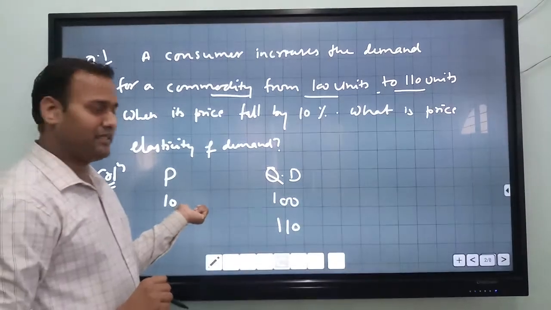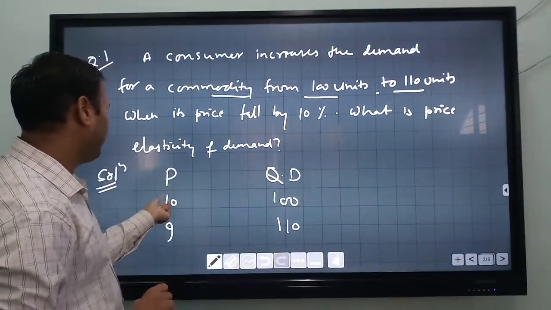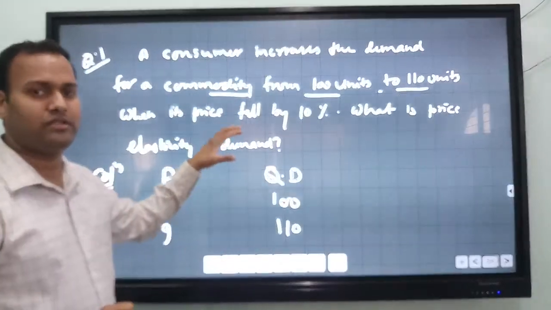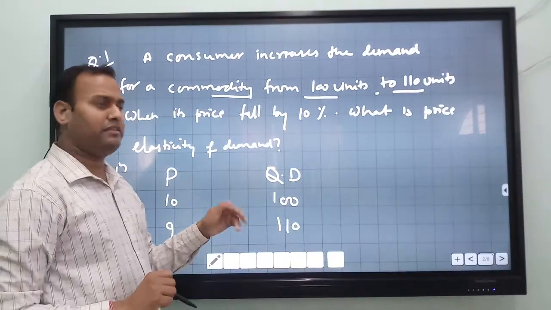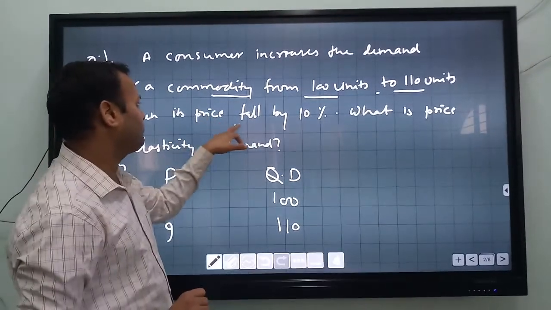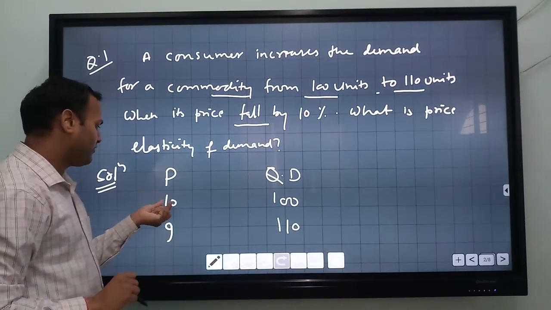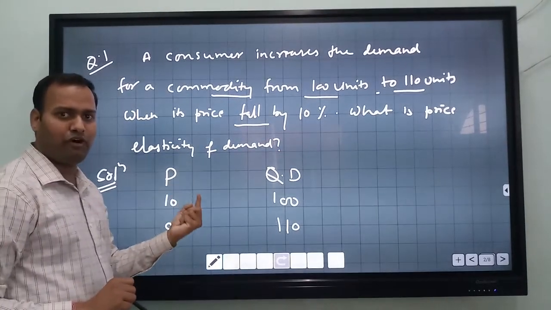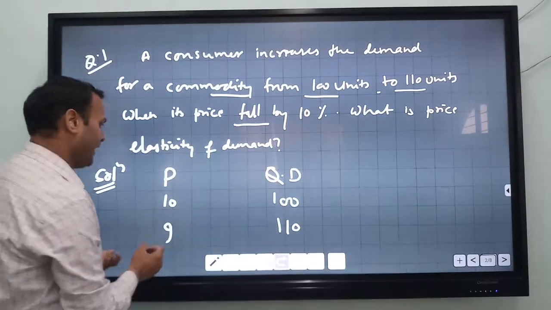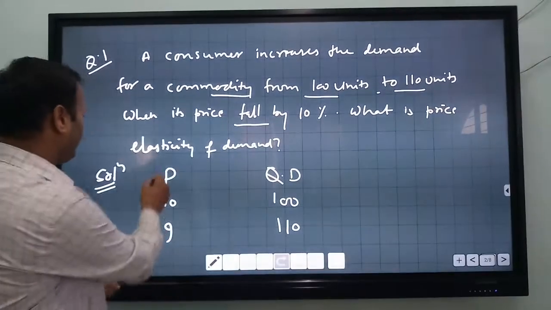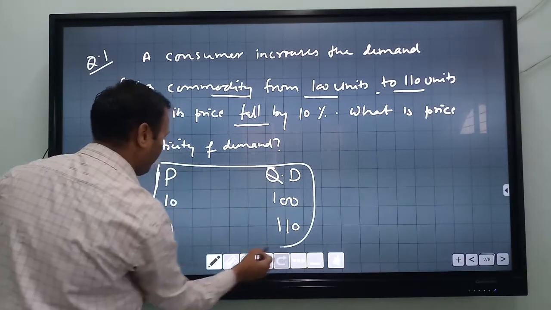You can directly say that 10% of 10 is 1, and this is the decrease in the price, because the question mentions a fall in the price. So 10% of 10 is 1. A fall of 1 rupee means 10 minus 1, that is 9. So this is the complete setup of this problem.